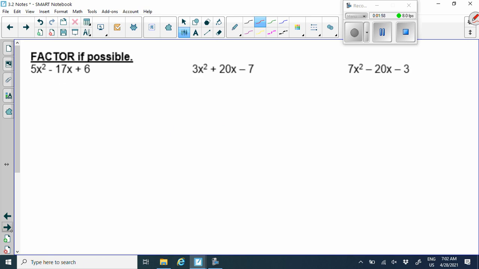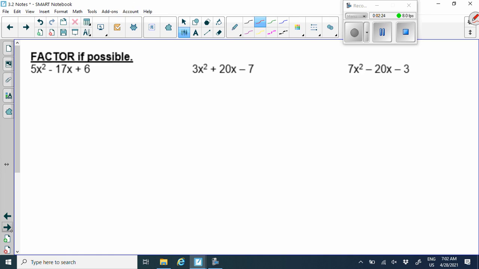So we have 5x squared minus 17x plus 6. We're going to factor if it's possible, just like we did with the last section. First thing we need to ask ourselves: is there anything that these three terms have in common? Is there a number that these three terms have in common? No, the only number they have in common is 1. What about a variable? Unfortunately, no. There's 2 terms that have a variable, but the last one does not.